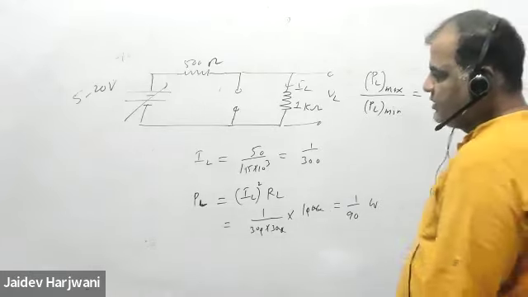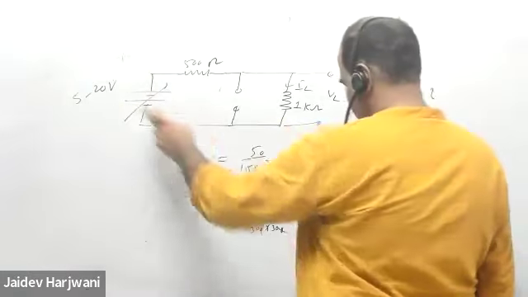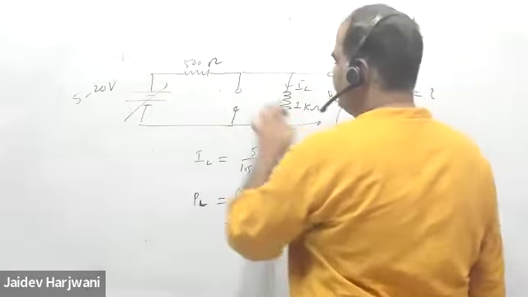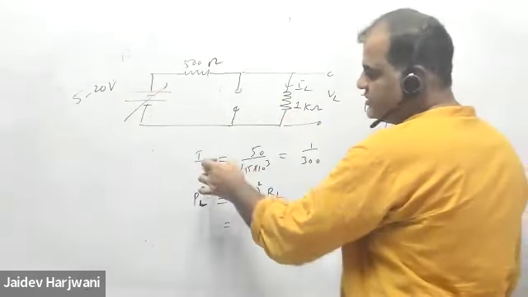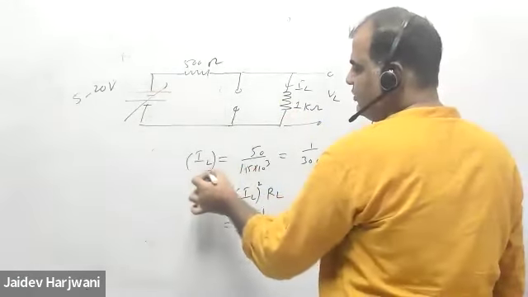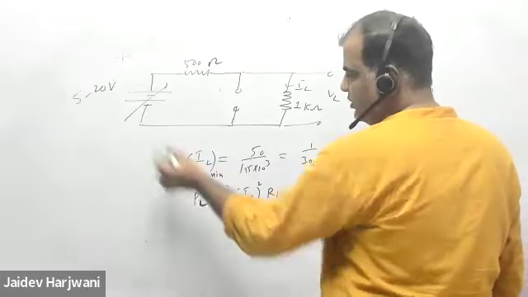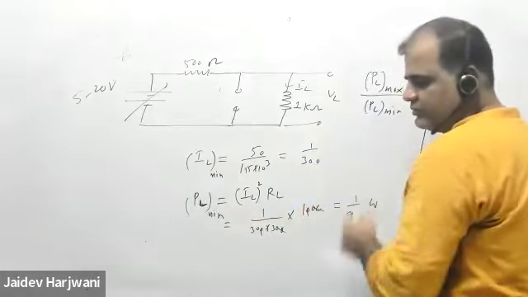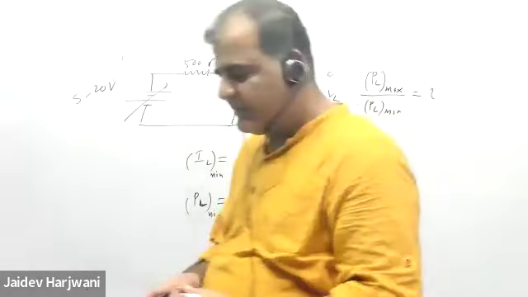Now suppose if I make it 6, this current will increase. 7, this current will increase. 8, this current will increase. So this is the minimum value. This is the minimum value flowing in the diode for given 5 volt. So this is my PL minimum value. Now what is PL max?